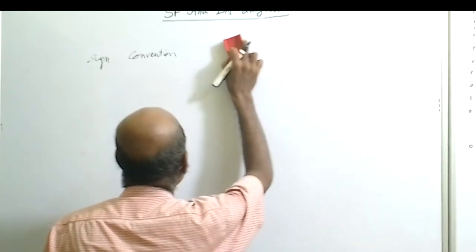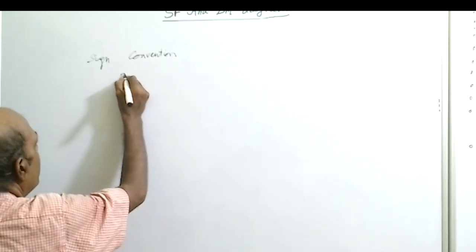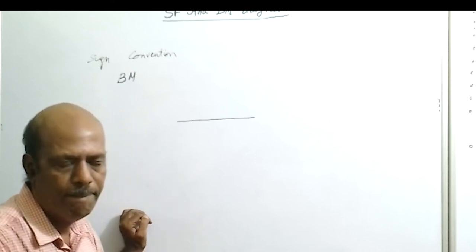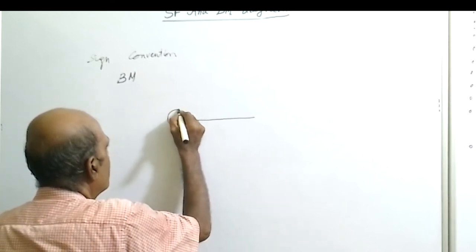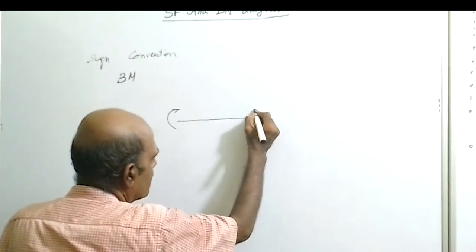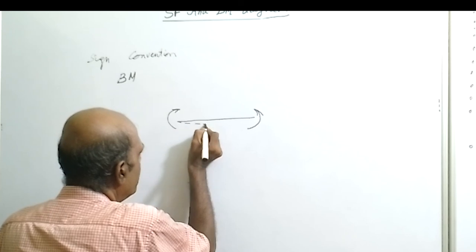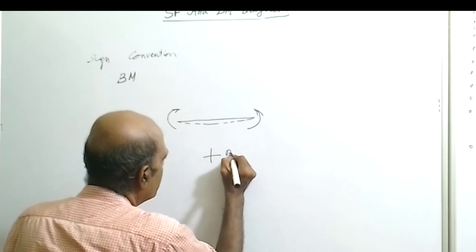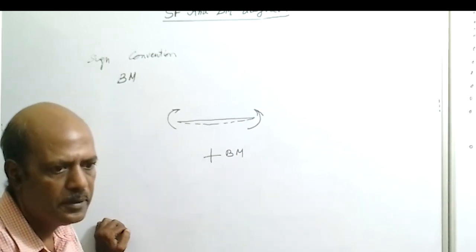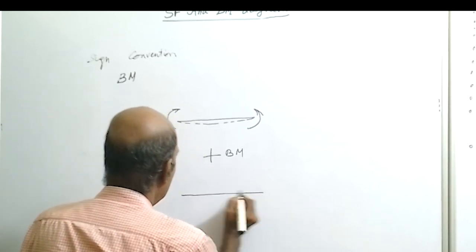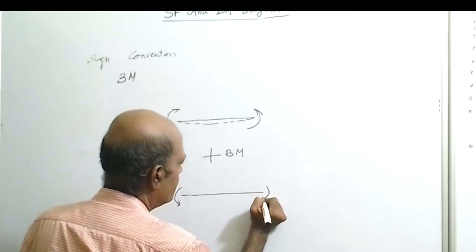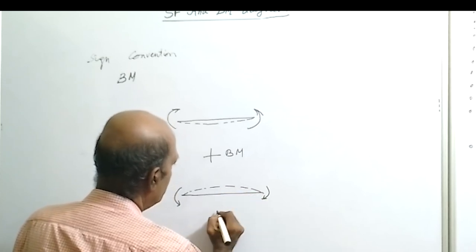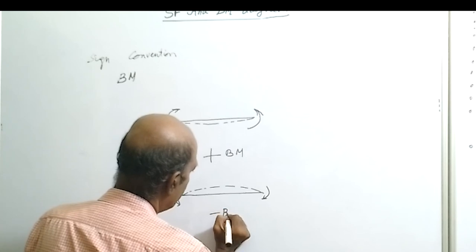And now the sign convention for bending moment. Let this be the beam. If the beam is acted upon by this kind of moments, then the beam will bend in this fashion, and this is considered a positive bending moment. And if the moment is acting like this, then the bending of the beam will take place in this fashion, so it is a negative bending moment.